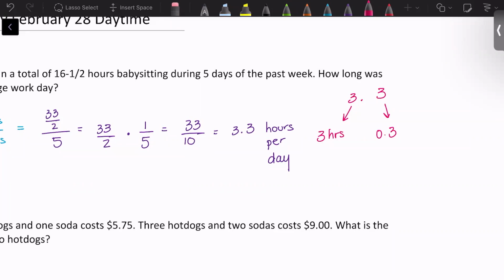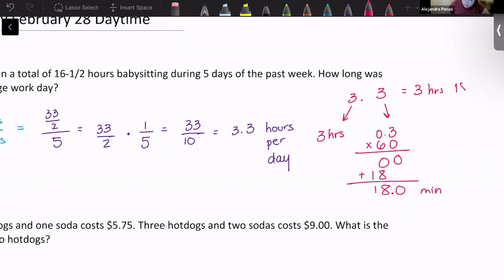So we're going to multiply this times 60. It's going to give me 0, 0, and then 18. And we have one number behind the decimal point, so that means this is equivalent to 3 hours and 18 minutes. That would be our final answer.